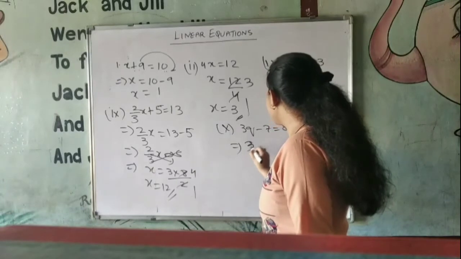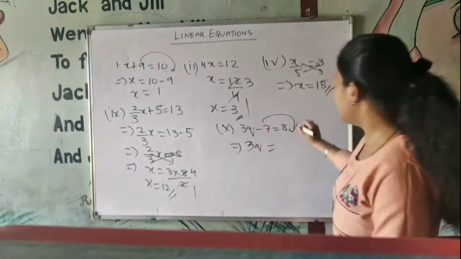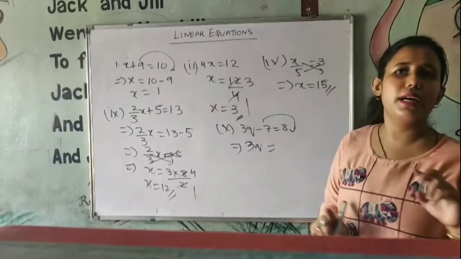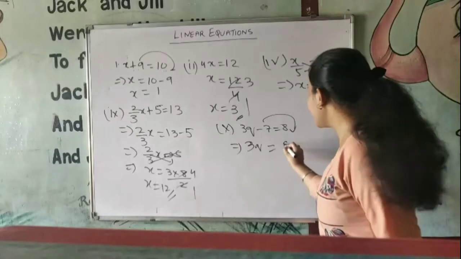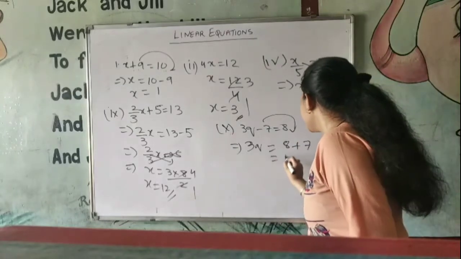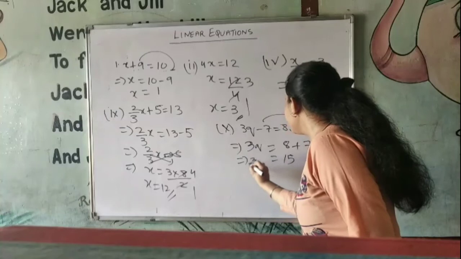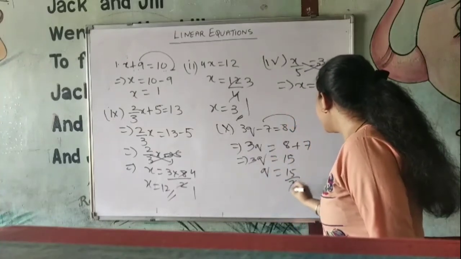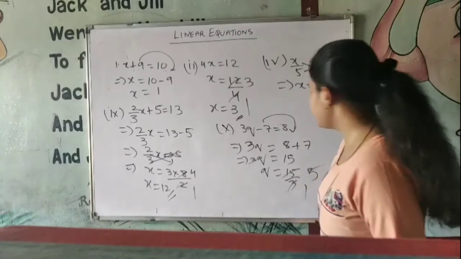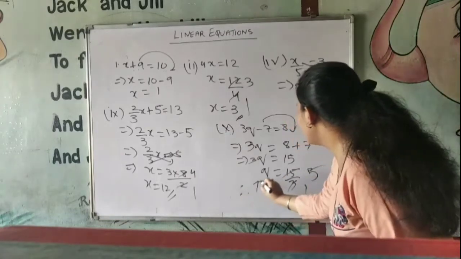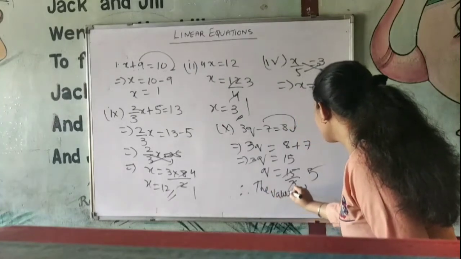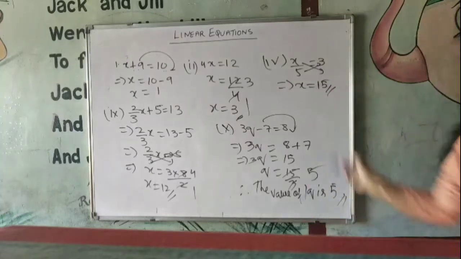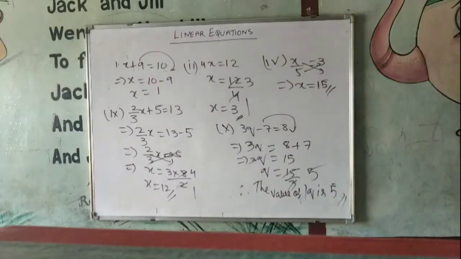So what you will write, 3q, next step this will come. This is the negative side, when it comes here it will become positive. So 8 plus 7 is how much? 8 plus 7 is 15. So 3q is equal to 15. What will be the value of q? 15 divided by 3, 3 1s are 3, 3 5s are 15. So therefore the value of q is 5.